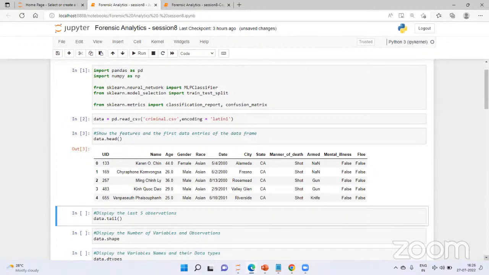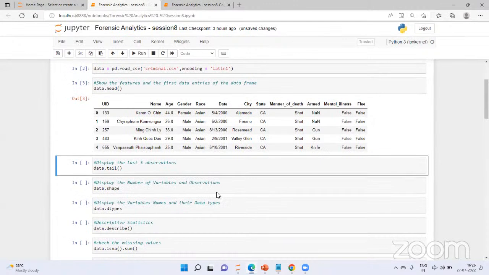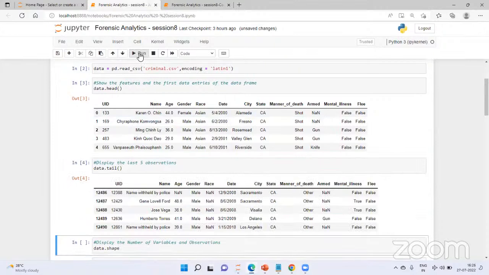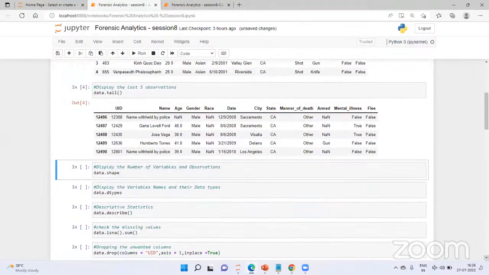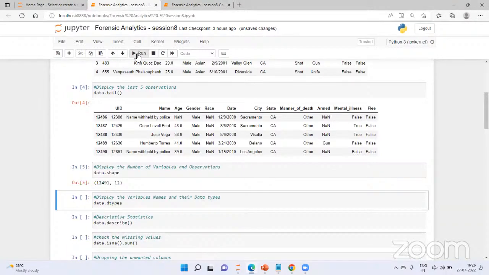Next, what will be the last 5 observations? If you want to see the last 5 observations, you need to type this command, data.tail. Next, what will be the shape of the data? The shape gives information regarding the number of rows and columns. So this data set consists of 12,491 rows and 12 columns.